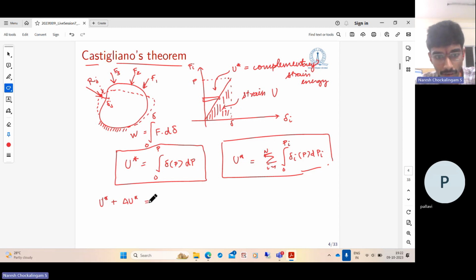What is this equal to? It is equal to this system which is already there. So you have something which is already there, plus the additional complementary strain energy. So you're doing an incremental displacement delta, and associated with that there is an incremental force. That force is R. So you have an incremental delta J multiplied by an incremental force that you need. So it's delta Rj.